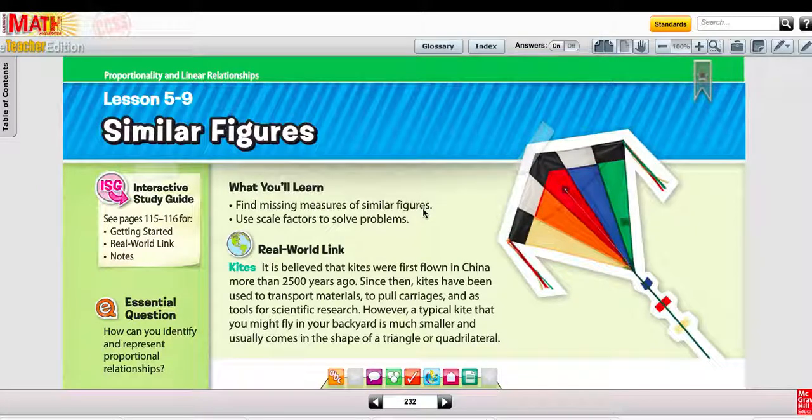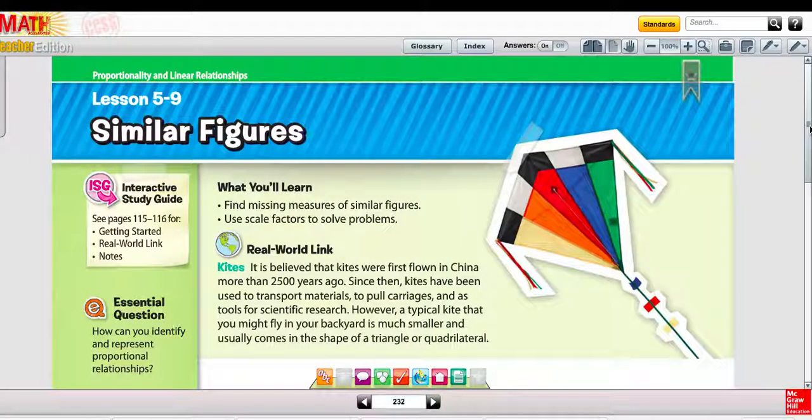For Lesson 5-9, you'll be looking at similar figures, and you will be able to find the missing measures of similar figures and use scale factors to solve problems. Remember, the essential question for Chapter 5 is, how can you identify and represent proportional relationships? And once again, similar figures is another situation where you can use proportions to solve problems.